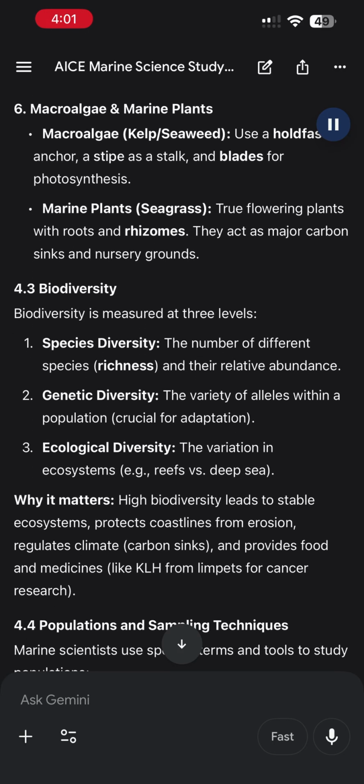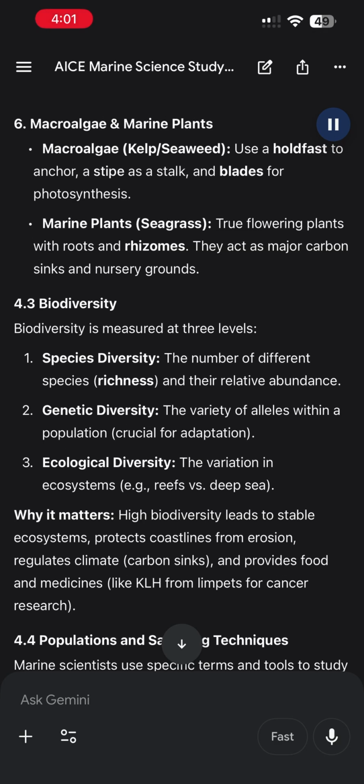6. Macroalgae and marine plants. Macroalgae, kelp and seaweed, use a holdfast to anchor, a stipe as a stalk, and blades for photosynthesis. Marine plants, seagrass, are true flowering plants with roots and rhizomes. They act as major carbon sinks and nursery grounds. 4.3 Biodiversity. Biodiversity is measured at 3 levels.